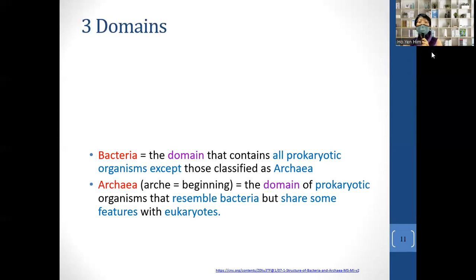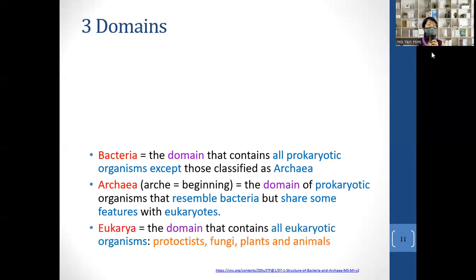So it's the domain of prokaryotic organisms that resemble bacteria. They really look like bacteria, but they share some features with eukaryotes. Later you'll see what the features are. Eukarya is the name of the domain that contains all the eukaryotic organisms, which are the Protoctista, fungi, plants, and animals.